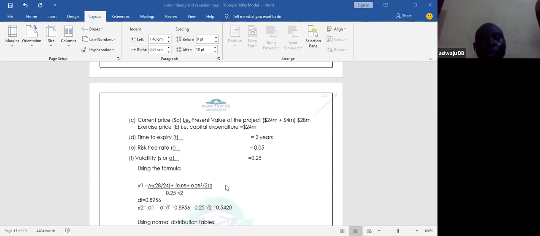So just step to work. Calculate your D1. All these variables put to work. What's our D1? If you check it out, your D1 is going to give you 0.8956.